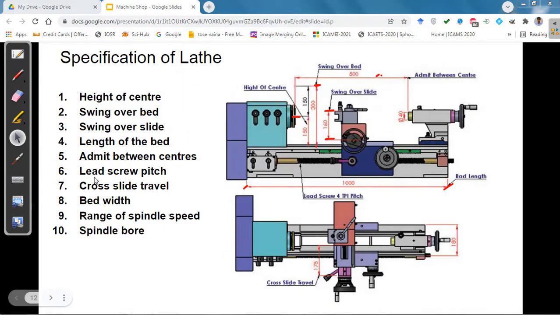Then lead screw pitch. So that is also very important. The lead screw pitch, generally it is either 60 TPI or 8 TPI or 40 TPI. There can be different kinds of lead screw. The commonly used lead screw pitches are like 40 TPI or 60 TPI, which are common.